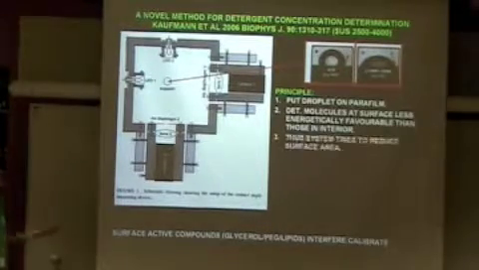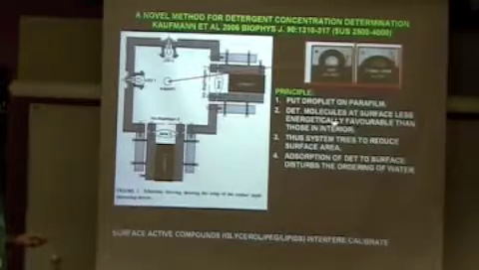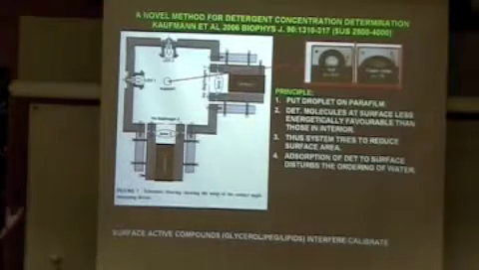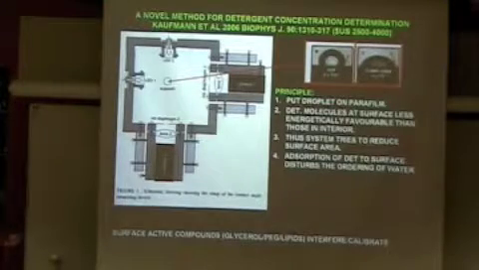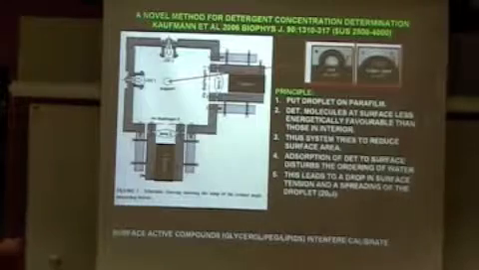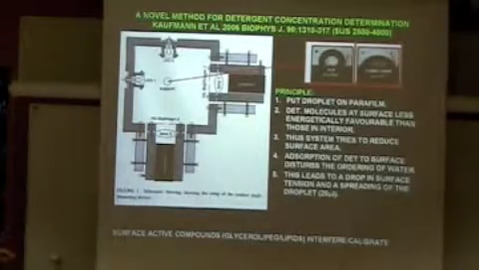Okay, so the principle involves putting the droplet on parafilm. Detergent molecules at the surface are less energetically favourable than those in the interior, and so what happens is you get a change in the surface tension depending on the free monomer concentration of detergent in solution. And as that surface tension changes, you can monitor the change in detergent concentration based on comparison to a standard curve.